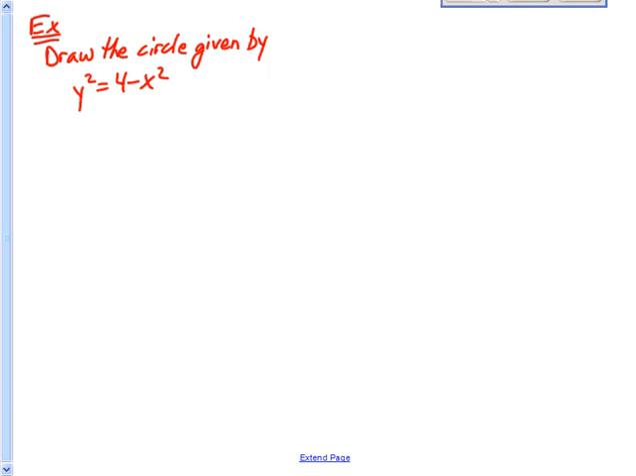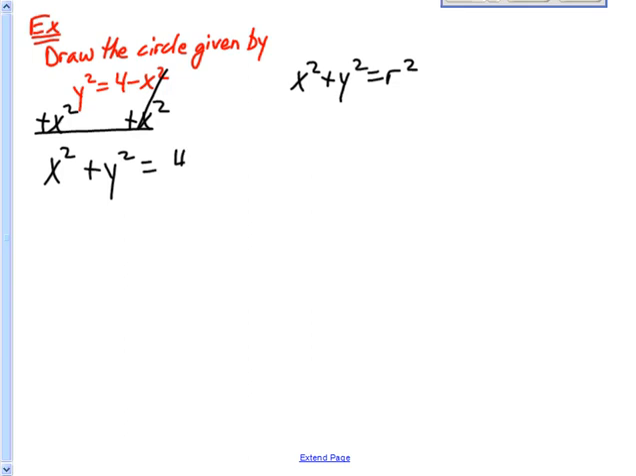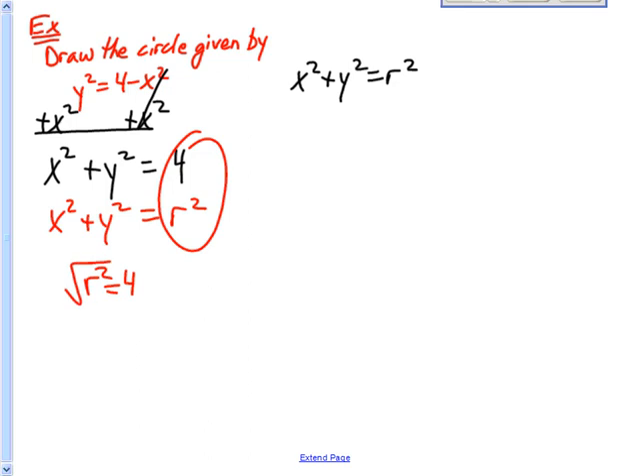So let's draw the circle given by y squared equals 4 plus x squared. You want to put it in this form so you can identify your radius. Let's get your x squared and y squared next to each other. So you have x squared plus y squared equals 4. Of course your standard form is x squared plus y squared equals r squared, so you know that 4 is equal to r squared, so your radius must be 2.